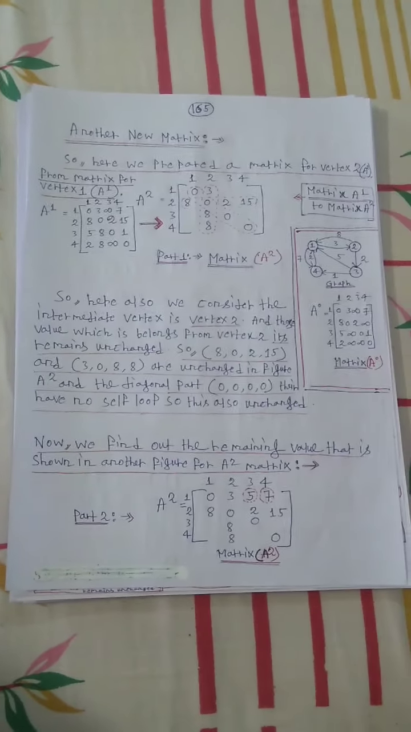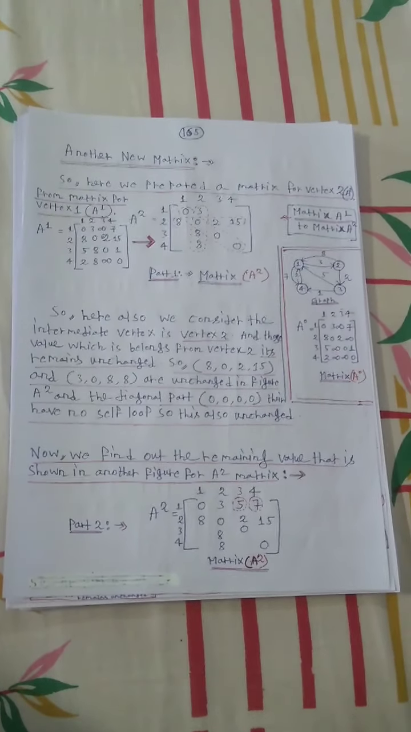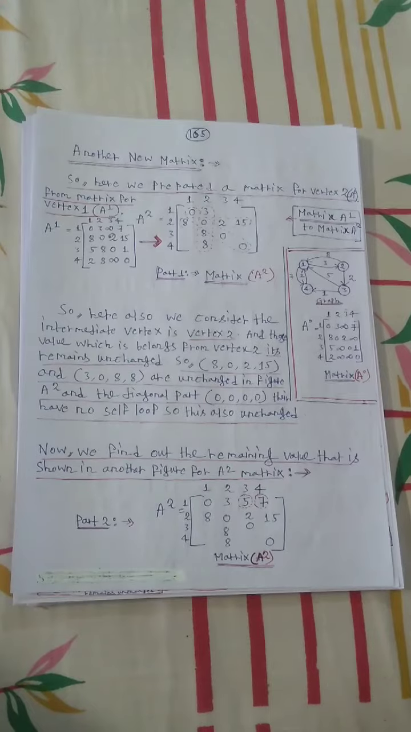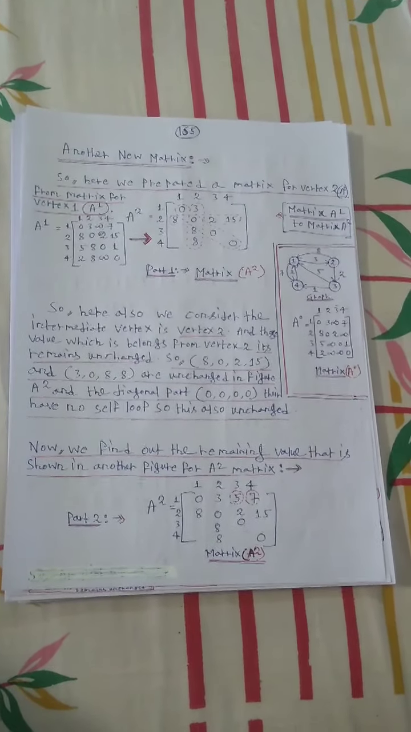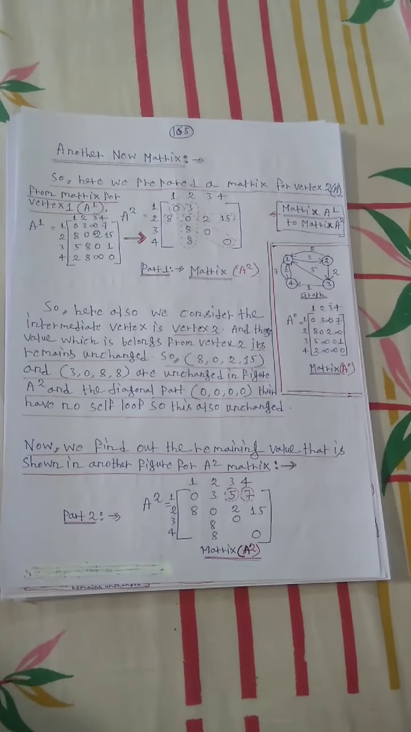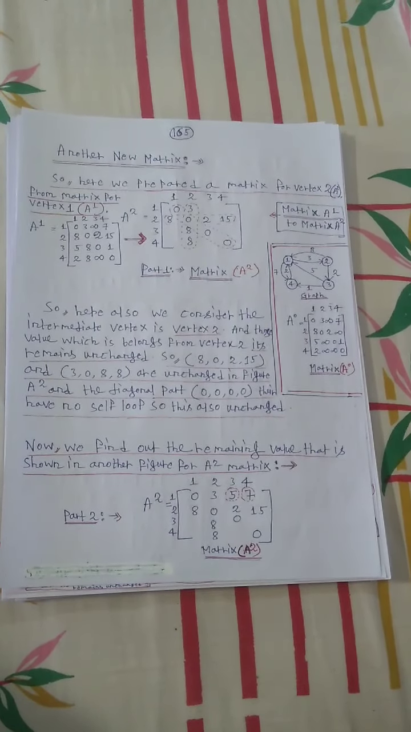Now another new matrix. Here we prepared a matrix for vertex 2, A2. From the A1 matrix we get the A2 matrix.